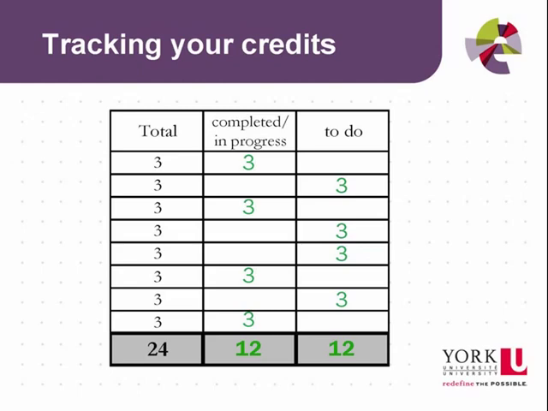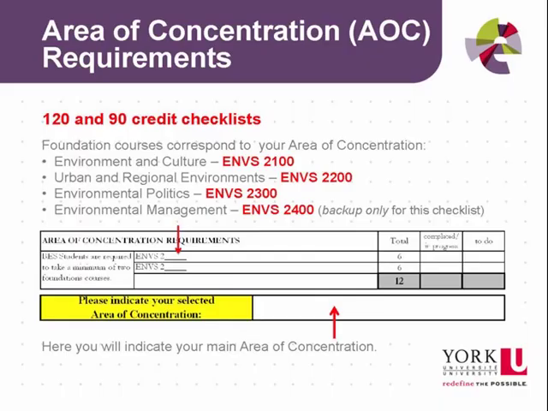Each section will follow the same format. With this general concept in mind, filling out the checklist is a lot easier. This slide shows the area of concentration section, which is the same in both the 120 and 90 credit programs.